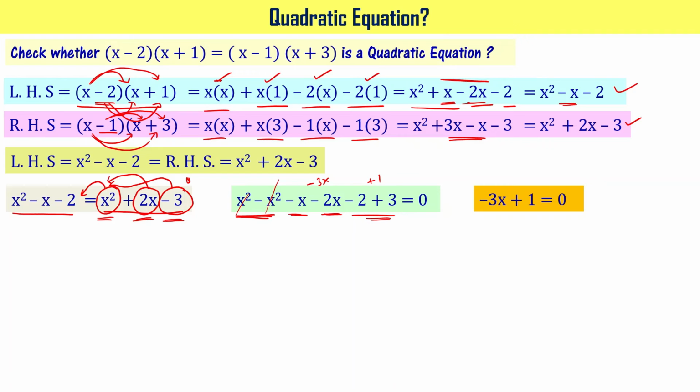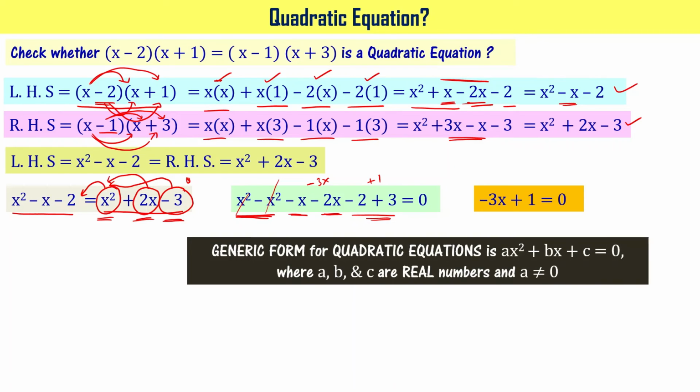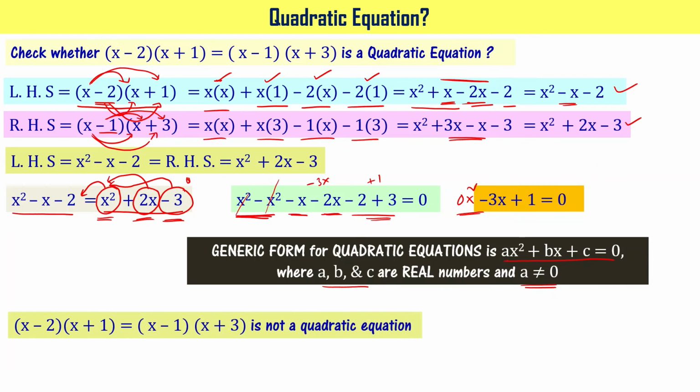You look at this. You may recall that the generic form for quadratic equations is ax square plus bx plus c equal to 0, where a, b and c are real numbers and a not equal to 0. But in this particular case, a has become 0, right? 0x square minus 3x plus 1 equal to 0 is the equation, right? A has become 0. It means the given equation is not a quadratic equation. Got it?